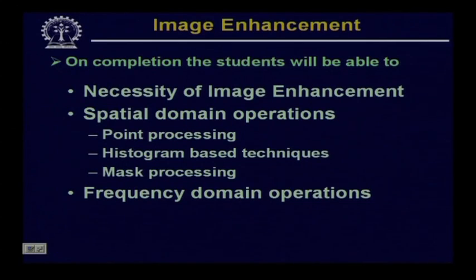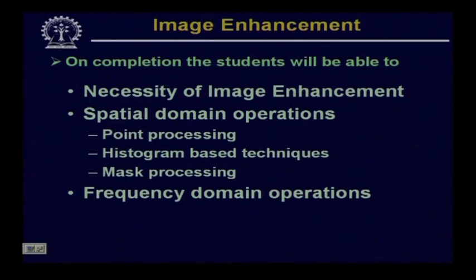In spatial domain operations, the enhancement techniques work directly on the image pixels, and these spatial domain operations can have three different forms. One is point processing, the other is histogram based processing techniques, and the third one is mask processing techniques. Of course, histogram based processing is also a form of point processing. For these spatial domain operations, we do not do any pre-processing on the images. The images are directly operated in their spatial domain to give us the transformed images, which are the enhanced images.